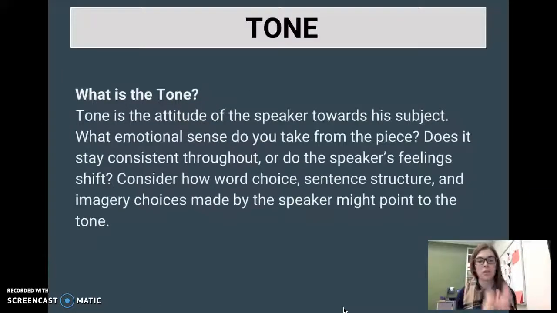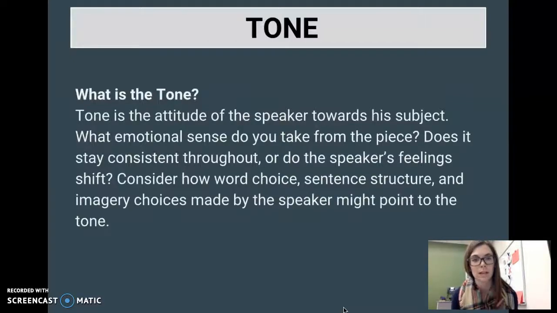The last thing we need to know in SOAPSTone is tone. Tone is the attitude the speaker has towards his or her subject. So what emotional sense can we take away from the piece? Does it stay consistent, or do the speaker's feelings shift and change as they're giving the speech? So this is where we're going to consider diction, word choice, syntax, sentence structure, and imagery, which point to the attitude of the speaker.